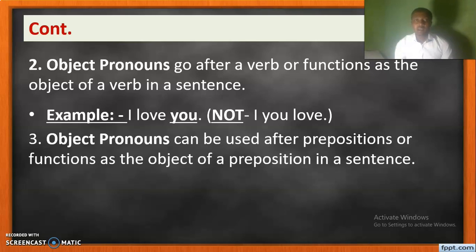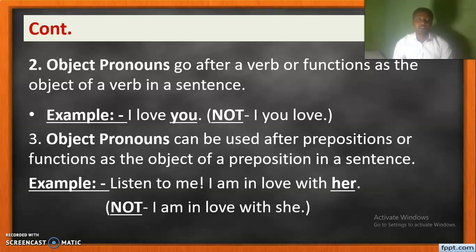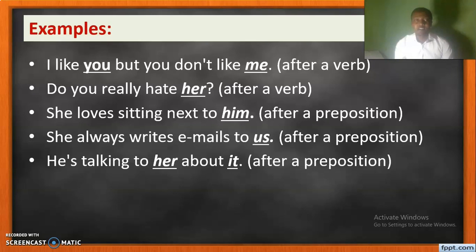Object pronouns can even go after prepositions, or they can function as the object of a preposition in a sentence. Look at this example. Listen to me: I'm in love with her. You could say "I'm in love with she," which is a little bit funny and awkward. So the right way of saying it is what I have told you. Look at these examples so that what I have discussed can be clear.